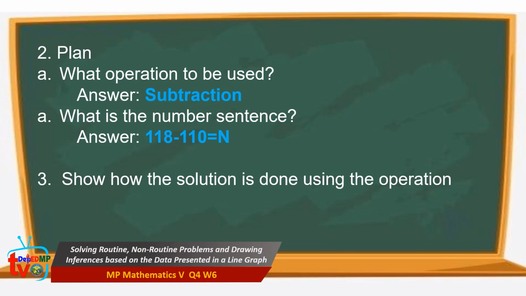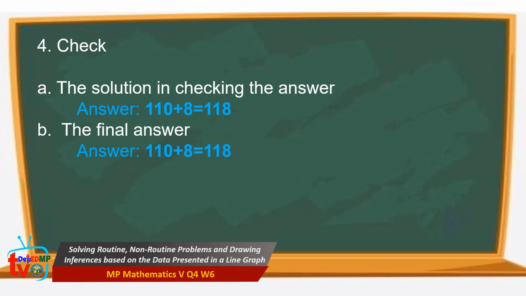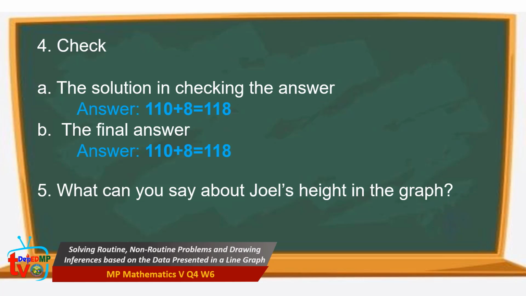Show how the solution is done using the operation. Answer: 118 minus 110 equals 8. Check the answer. 110 plus 8 equals 118. So the final answer is 8. What can you say about Joel's height in the graph? Answer: it is increasing.